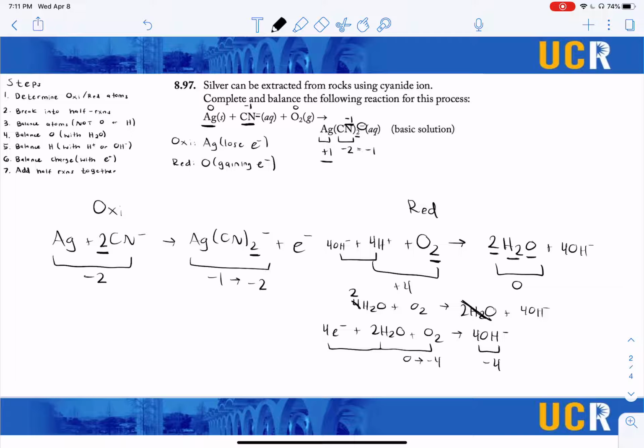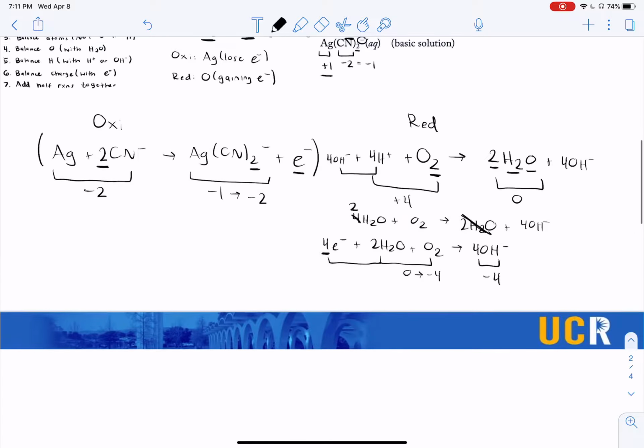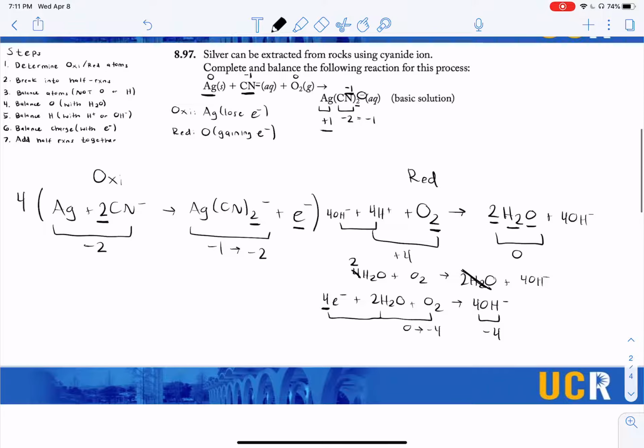So now we want to add them together. But before we do that, we need to make sure that the electrons cancel out. Since we have 4 electrons in this reduction reaction, that means we need 4 electrons in this oxidation reaction. So we need to multiply the whole oxidation reaction by 4. So that means we have 4 Ag plus 8 CN minus going to 4 Ag plus 4 electrons. So this is the oxidation, and now I need the reduction.